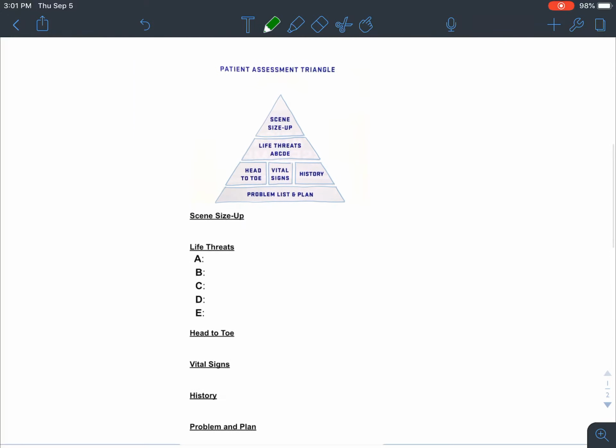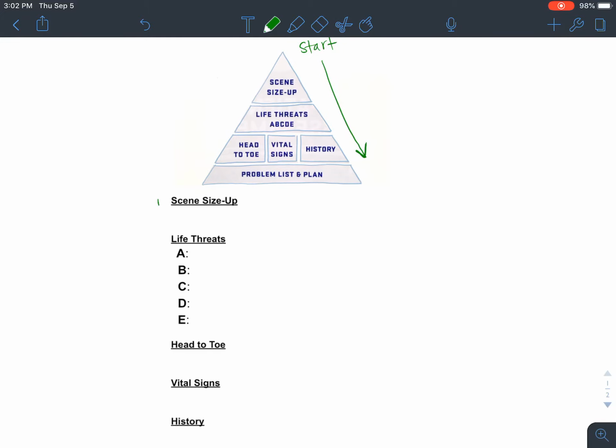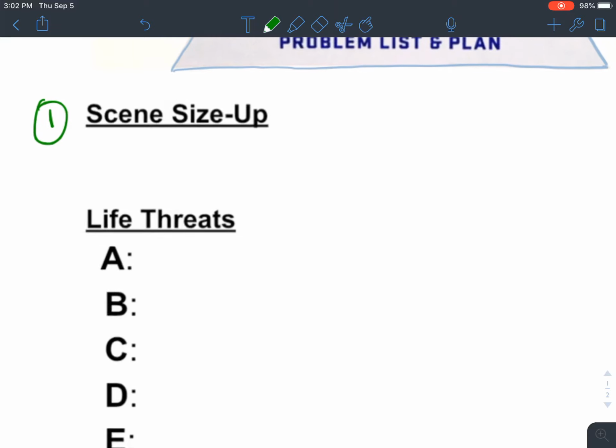Okay, so this is a triangle, and we're going to start here at the top and work our way towards the bottom as we go. You need to take some notes with me because you're going to do a scenario where you have to act all of this out. So the first thing you need to do when you arrive, the very first part, is the scene size up.